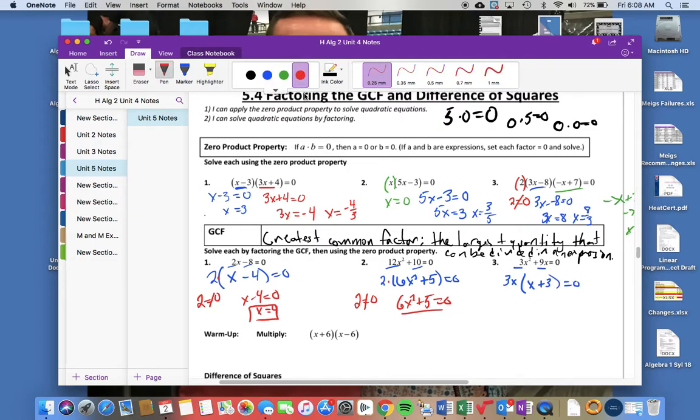Now we can go ahead and set everything equal to 0 because you've got multiplication here between 3x and x plus 3. So you'll set 3x equal to 0.